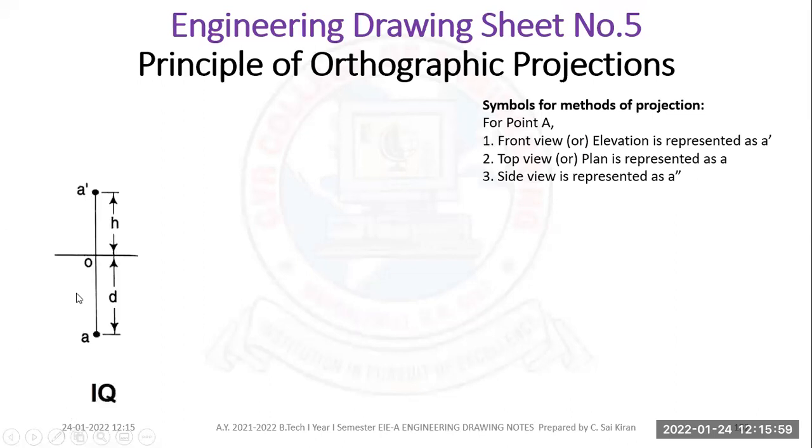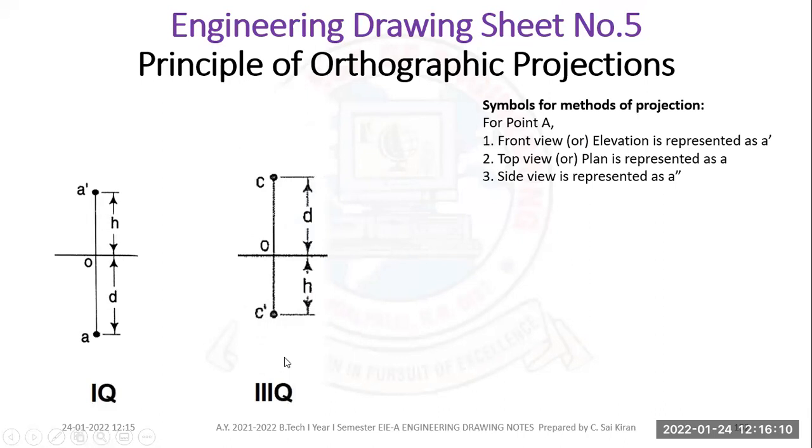And H will be above, D will be below. Whenever D is positive, D will be below the XY line. And whenever H is positive, H will be above the XY line. And the second, in the third quadrant, H is negative and D is negative.